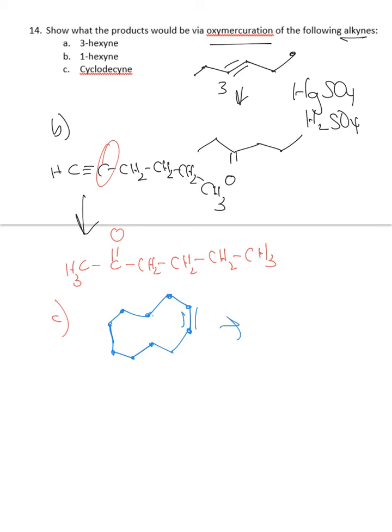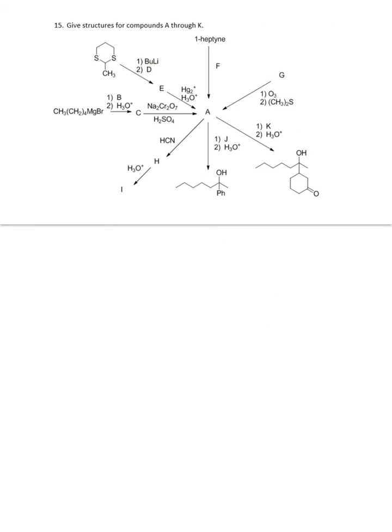And same thing as you had from the very top. Just try to redraw this and basically put a ketone there. And you can pick one or the other. Either one of those will work. Regiochemistry won't matter. And last but not least, these nice little structures A through K.